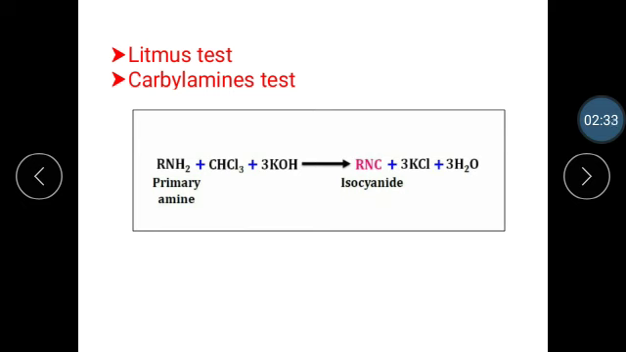Procedure for carbylamine test: take solid potassium hydroxide in a clean test tube and add 2 ml of ethanol to it. Warm the test tube until the potassium hydroxide dissolves completely. To this add a few drops of chloroform and shake well. To the above mixture add a small amount of the given organic compound to be tested and warm gently. Observe the odor of the resulting mixture. An unpleasant odor confirms the presence of primary amine.